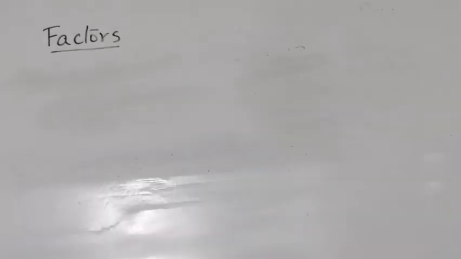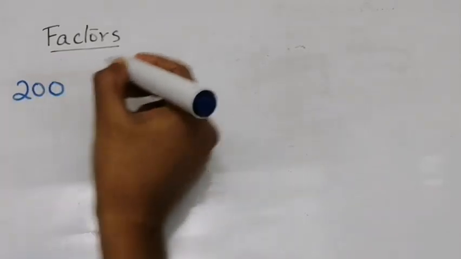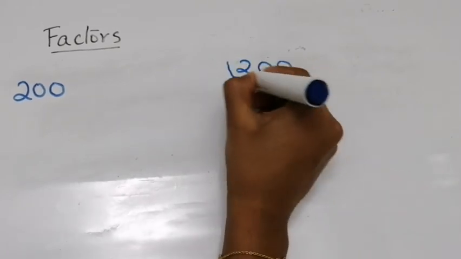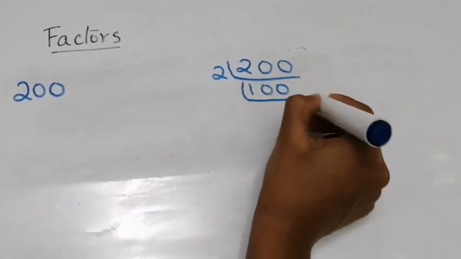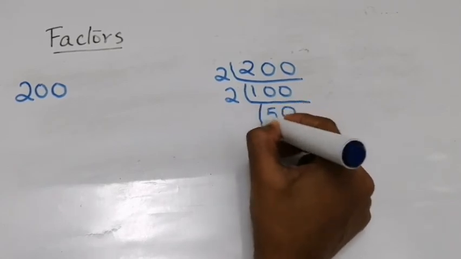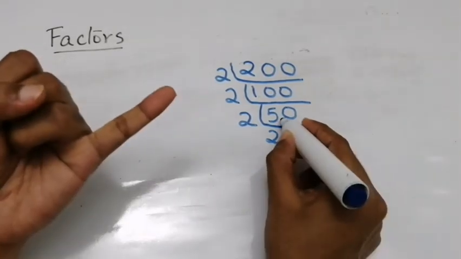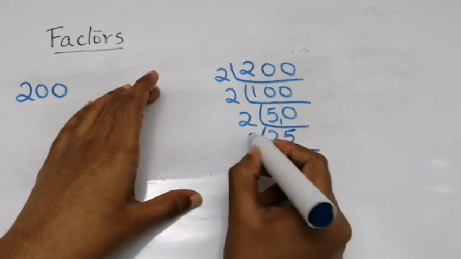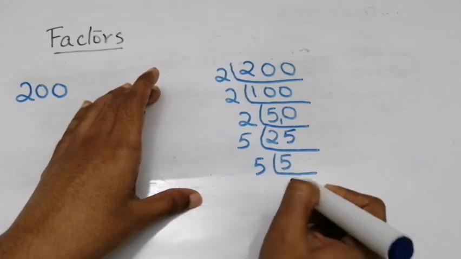Okay, next number is 200. So let us see how we can do this one. 200 will go in 2's table. So it is 100. 2 5's are 10 and 0. Again it will go in 2's table. 2 2's are 4, remainder is 1. 2 into how much is 10? 2 5's are 10. Then 25 will go in 5's table. 5 5's are 25. Then 5 1's are 5.